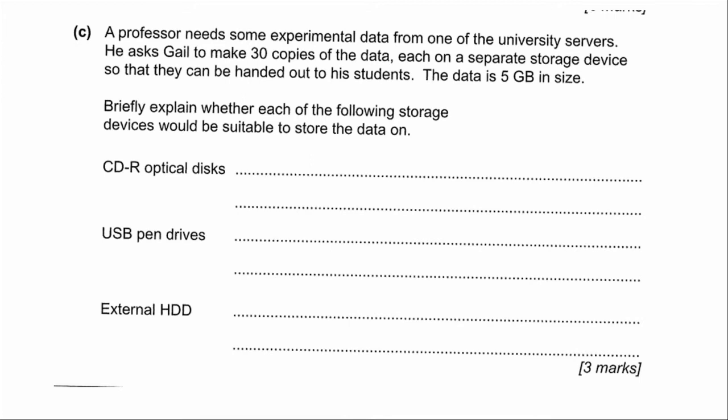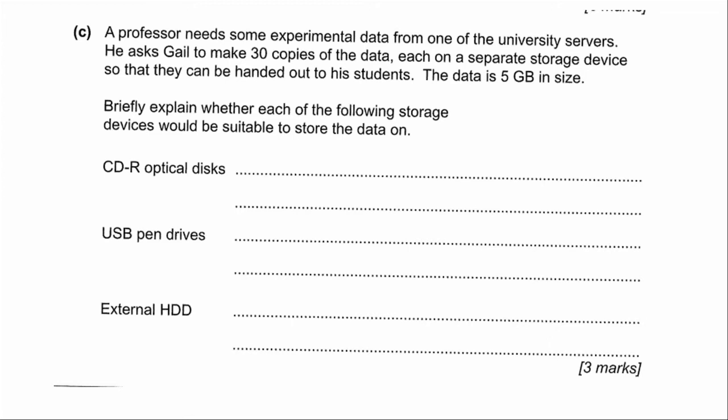So the next question, C, a professor needs some experimental data from one of the university servers. He asks Gail to make 30 copies of the data, each on a separate storage device, so they can be handed out to students. The data is 5 gigabytes in size. Briefly explain whether each of the following storage devices would be suitable to store the data on.